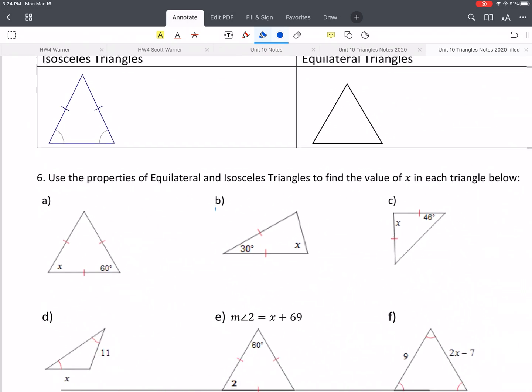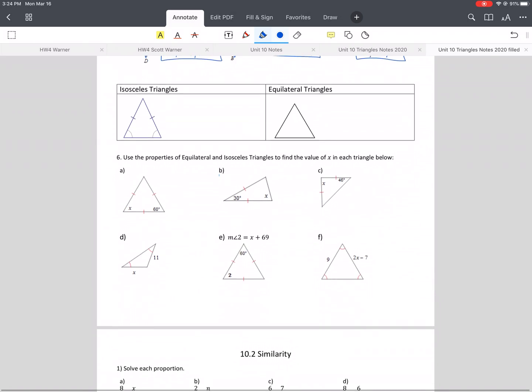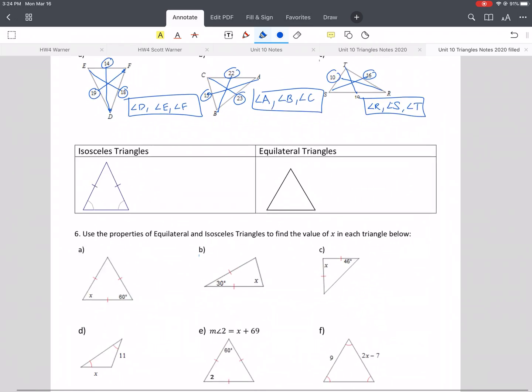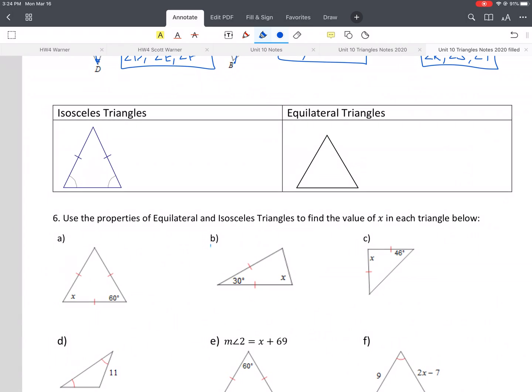All right, and then I think this is the last thing we're covering: isosceles triangles and equilateral triangles. So what's the difference between those two? Okay, so isosceles triangles have two sides that are congruent, the same lengths, and there's also two angles that are also congruent.